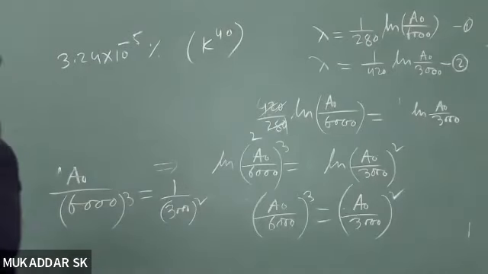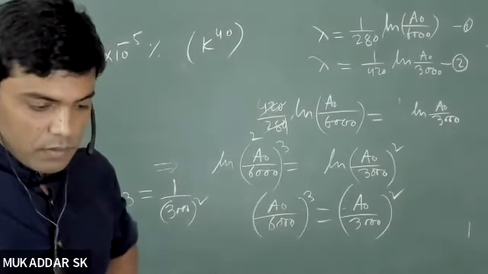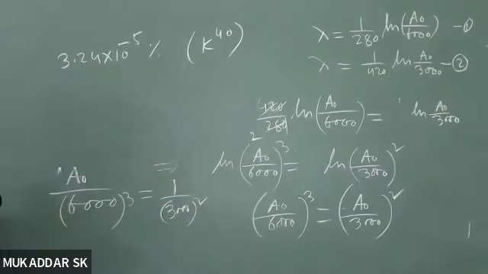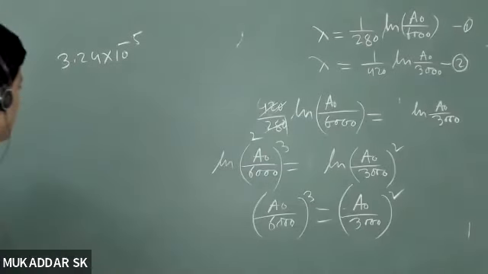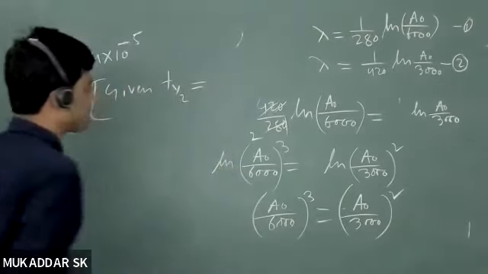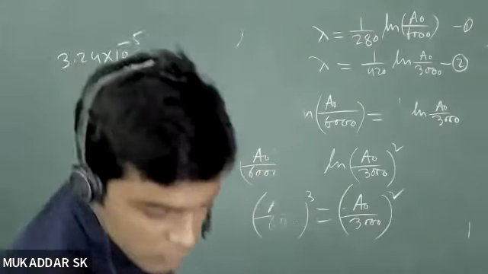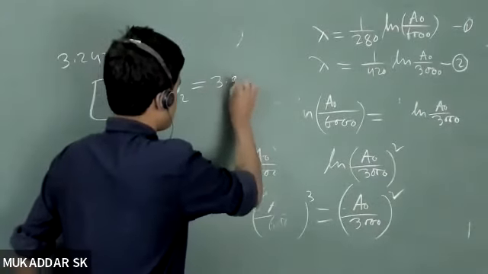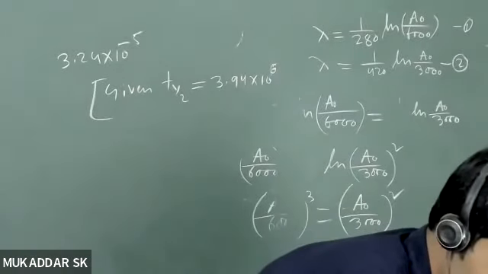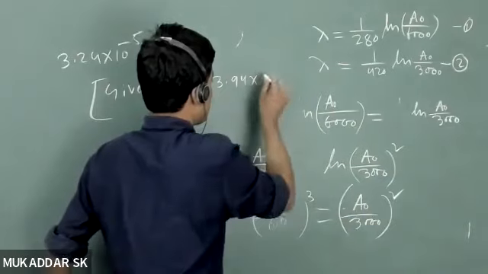Okay sir. There is 3.24 into 10 to the power minus 5 percent potassium present in a human body, and if the mass of the human body is 70 kg, then calculate the initial activity of potassium-40. Inside the bracket the half-life of potassium is given, and I'll write that here: 3.94 into 10 to the power 6 seconds.